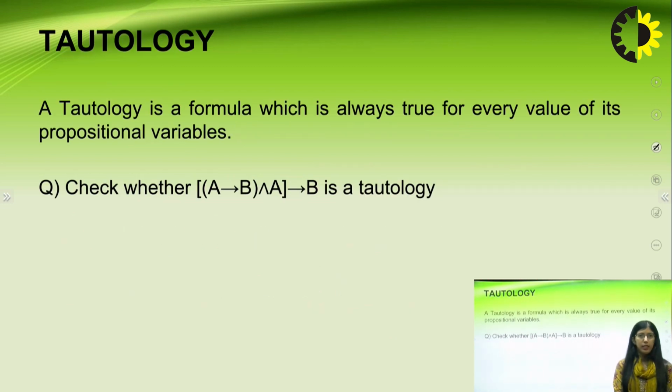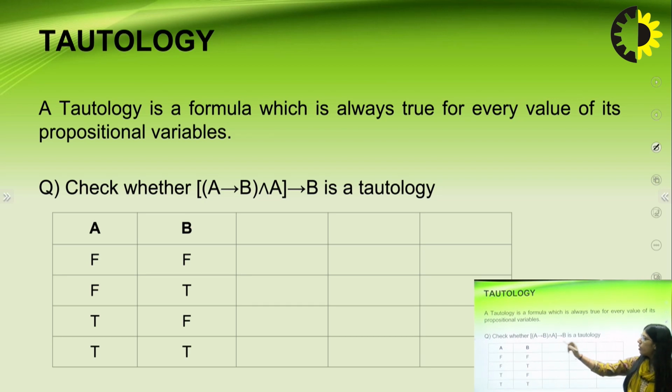Moving on to the next topic, that is the tautology. A tautology is a formula which is always true for every value of its propositional variables. What does it mean? Whenever a particular proposition results in true in every case, only then it is known as a tautology. Let's see it using an example. Here we are given A and B and four cases. Check whether this particular proposition is a tautology or not.